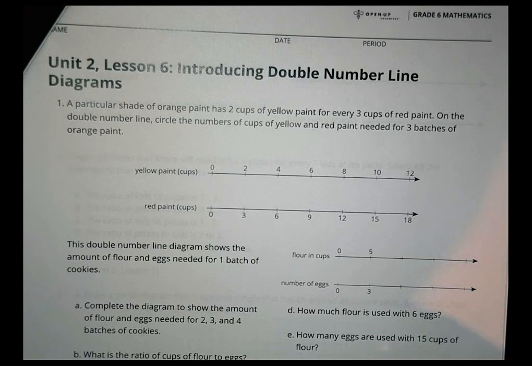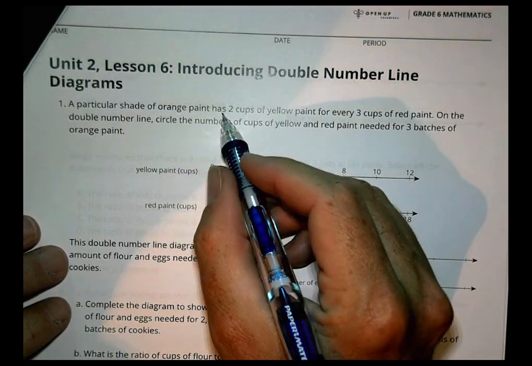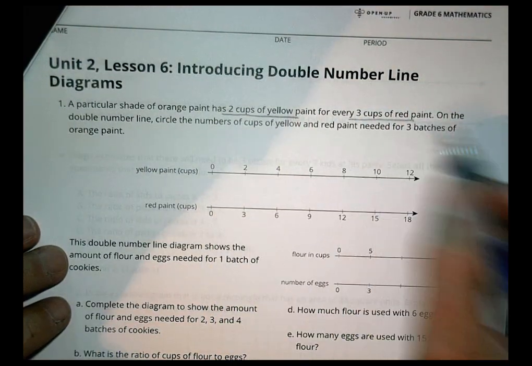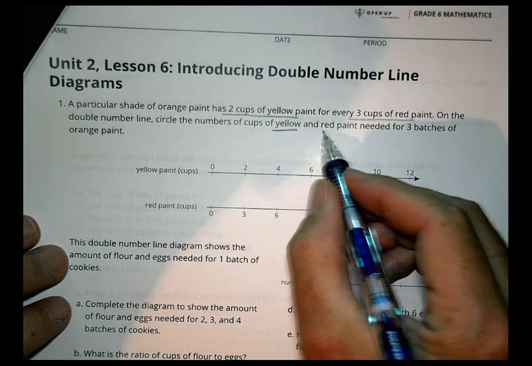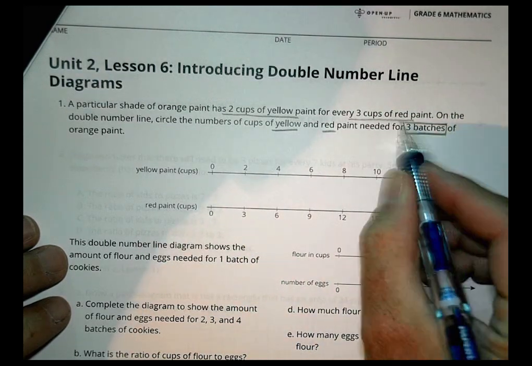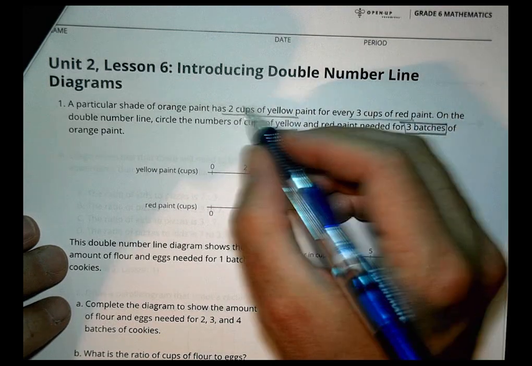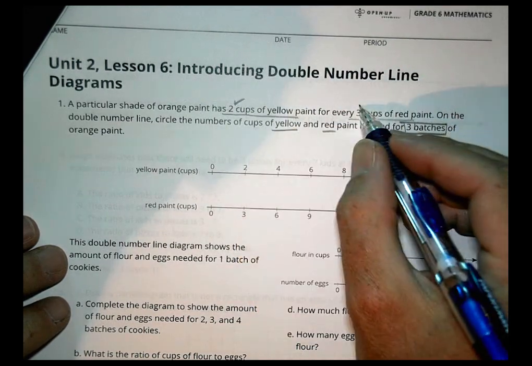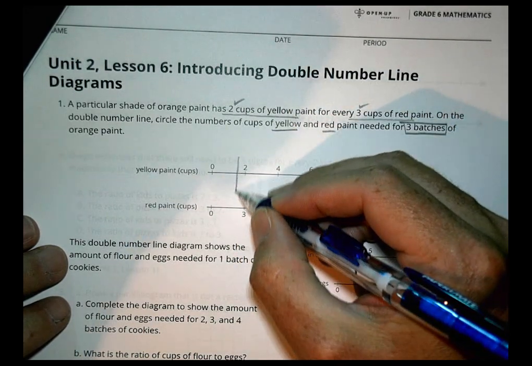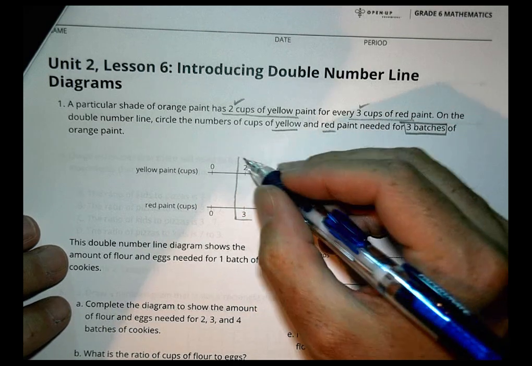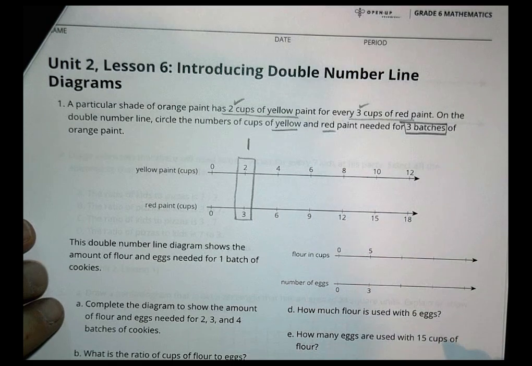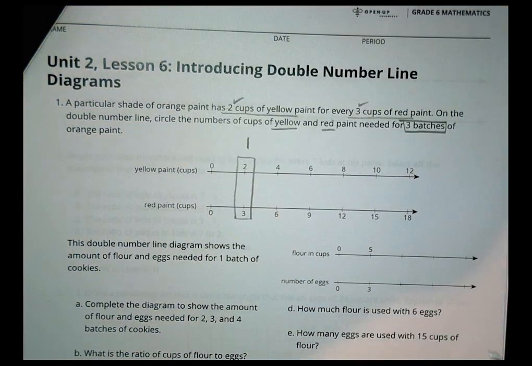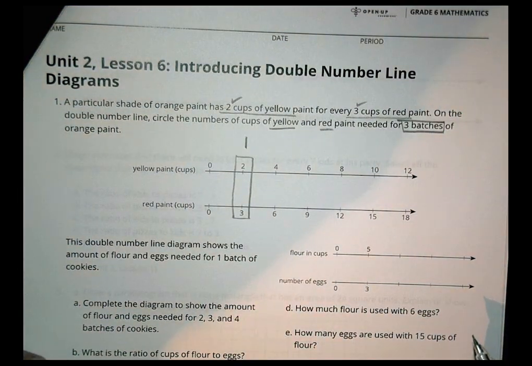All right, here we are at homework time. It says a particular shade of orange paint has 2 cups of yellow paint for every 3 cups of red paint. On the double number line, circle the numbers of cups of yellow and red paint needed for 3 batches. Okay, so one batch is 2 to 3. This is one batch right here, 2 yellow and 3 red. One batch right there is 2 to 3. We want to know how much would it take for 3 batches, right?